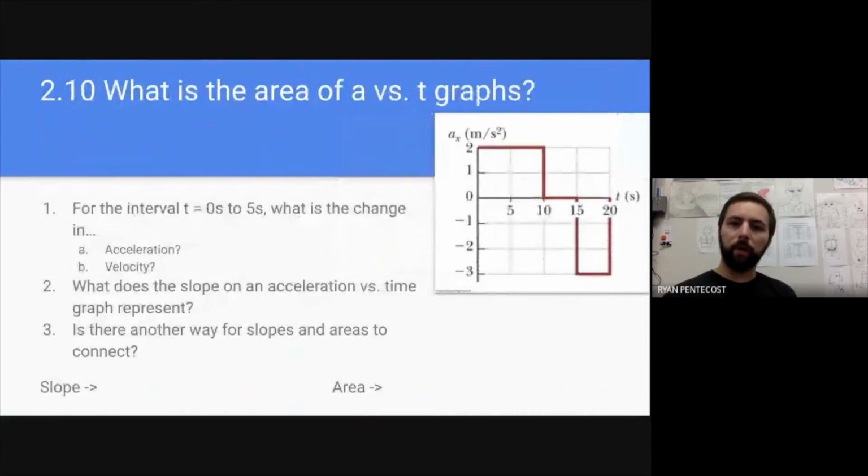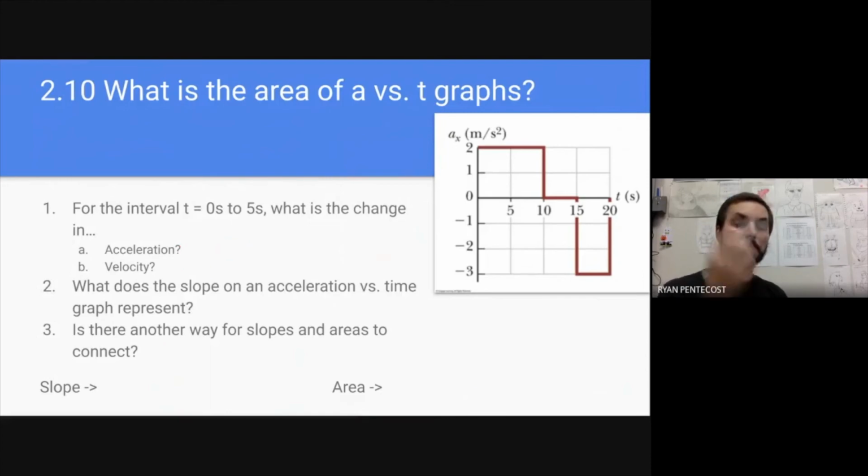So what is the area of an A versus T graph? Like we said before, area under a curve lets you go backwards, from acceleration to velocity, velocity to position. So here we can find an object's velocity using this information. For the interval t equals 0 to t equals 5, what is the change in acceleration? Well, at t equals 0, the acceleration is 2 meters per second squared. At 5 seconds, the acceleration is still 2 meters per second squared. So on part A, the answer is 0. There is no change in acceleration during that time.